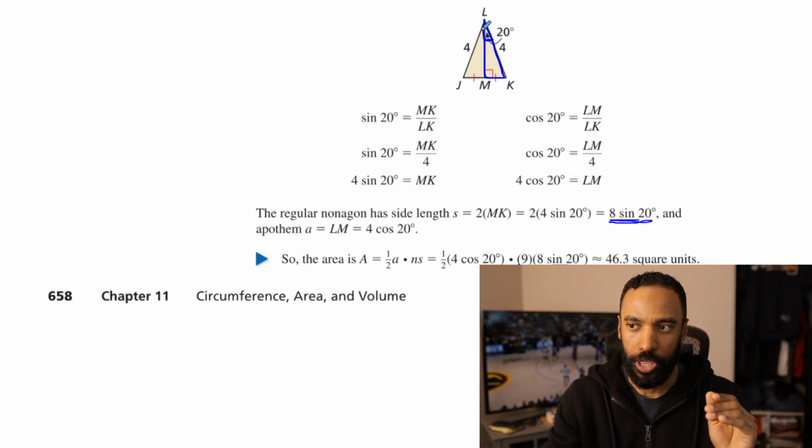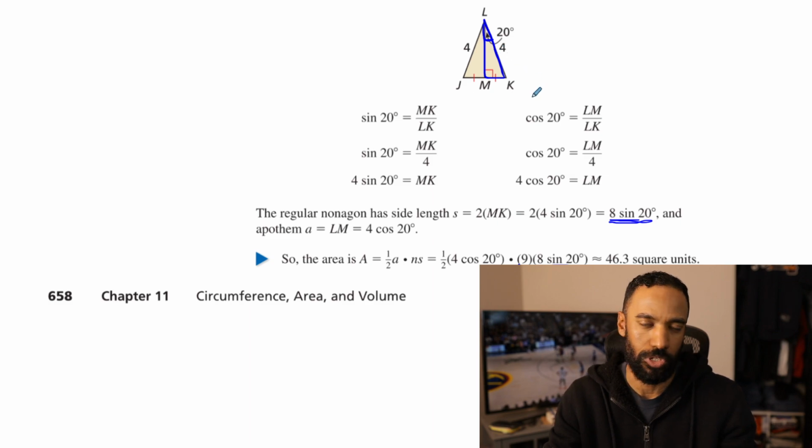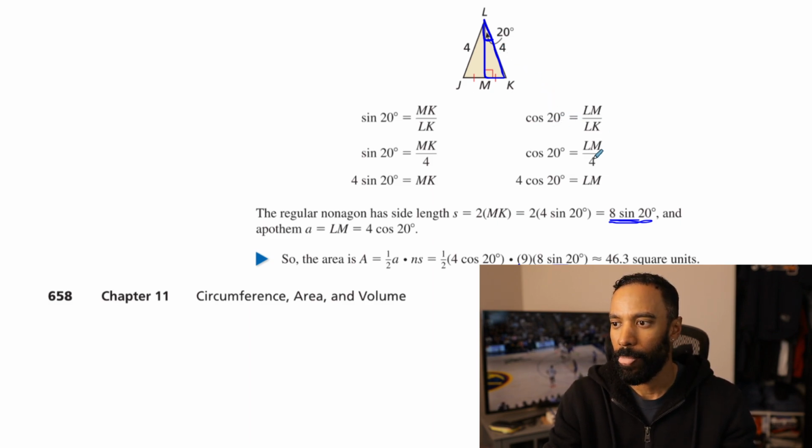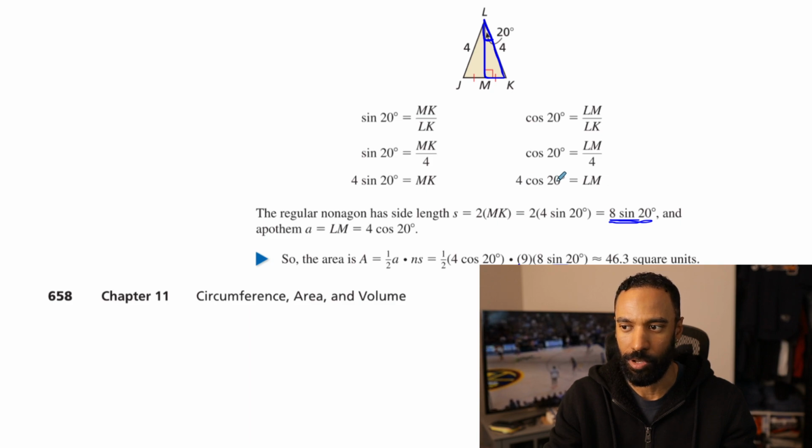Now, the apothem, this one right here, L to M, you could find using cosine. Cosine of 20 is the apothem over 4. I'll just use the letter A in those cases. So you multiply by 4. Apothem is 4 times cosine of 20.